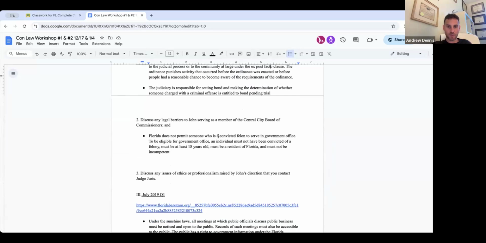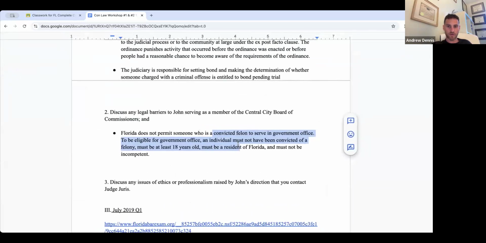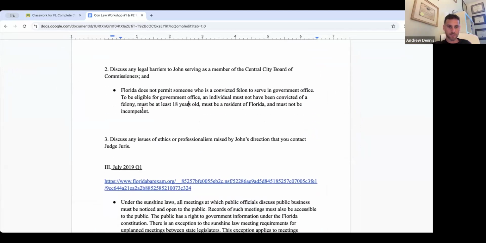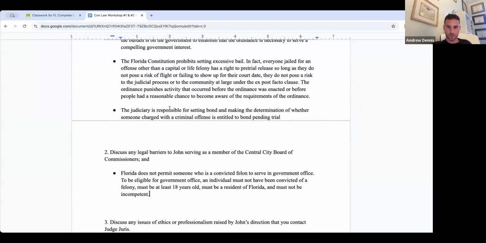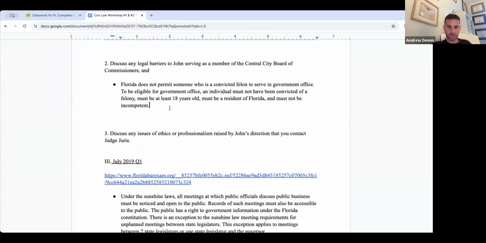Florida does not permit someone who's a convicted felon to serve in government office. To be eligible for government office, an individual must not have been convicted of a felony, must be at least 18 years old, must be a resident of Florida, and must not be incompetent. So all you felons out there, I don't think you're gonna be able to hold government office.